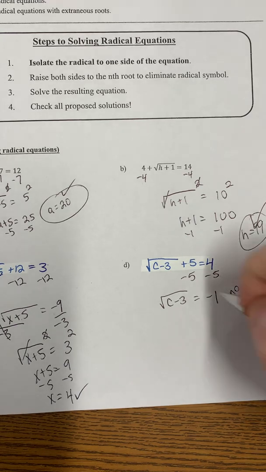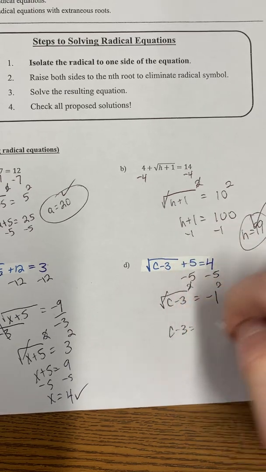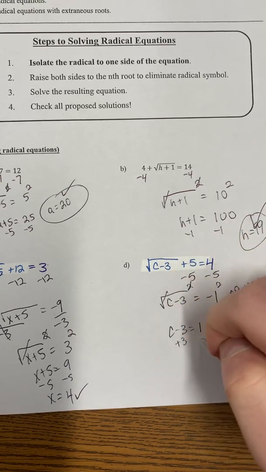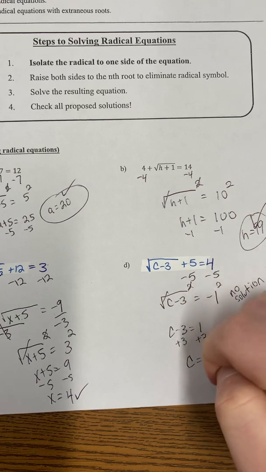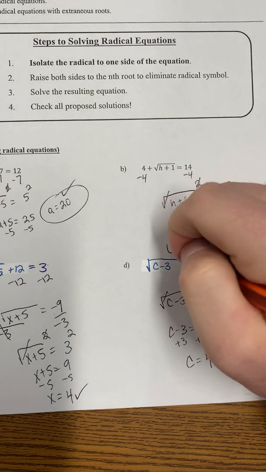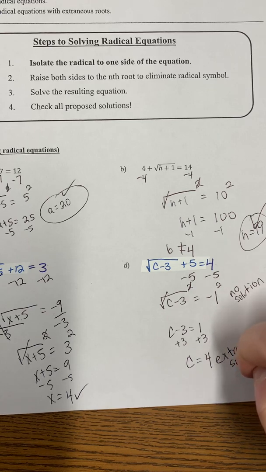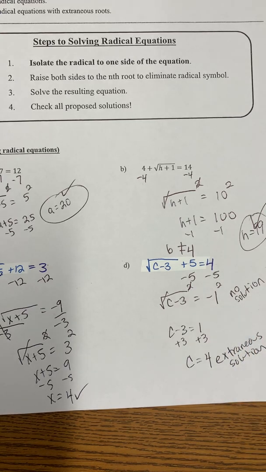However, if we continue to solve this, like we solved all the others, we would square both sides. We get c minus 3 equals positive 1. We add 3 to both sides, and we get c equals 4. If we plug 4 back into the original equation, we get 4 minus 3, which is 1, and the square root of 1 is 1. And 1 plus 5 is 6, and 6 does not equal 4. Therefore, c equals 4 would be this idea that we call extraneous solution. If this were a multiple choice test, we would pick the choice no solution, because 4 doesn't work.